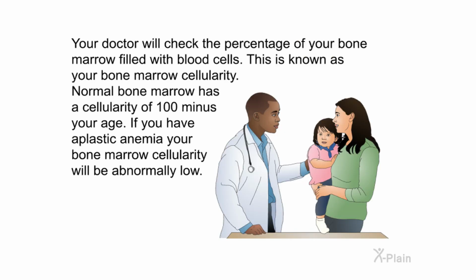Your doctor will check the percentage of your bone marrow filled with blood cells. This is known as your bone marrow cellularity. Normal bone marrow has a cellularity of 100 minus your age. If you have aplastic anemia, your bone marrow cellularity will be abnormally low.